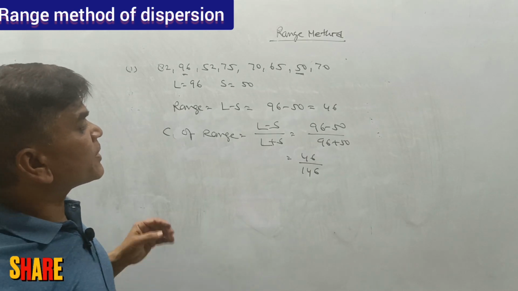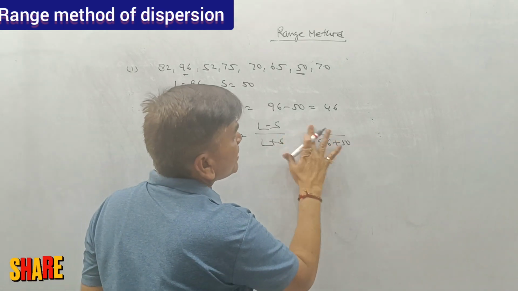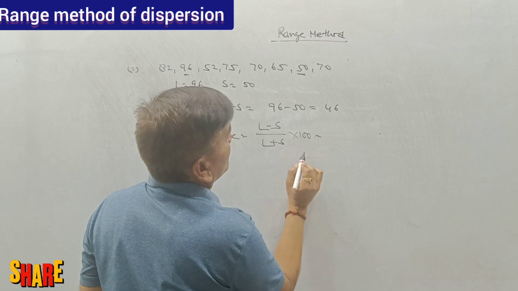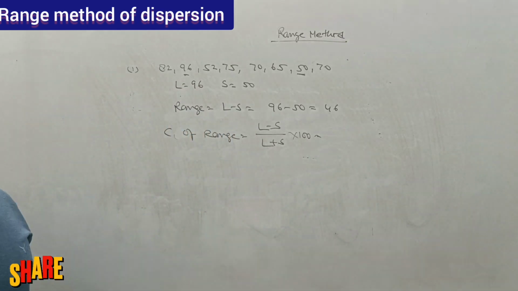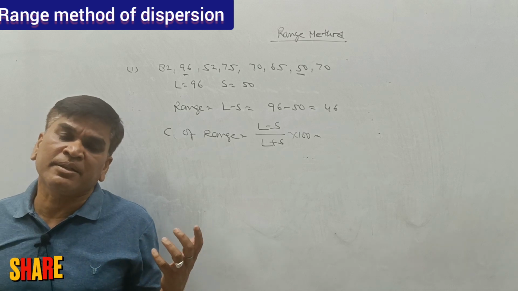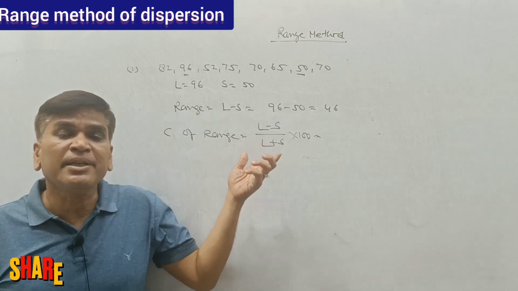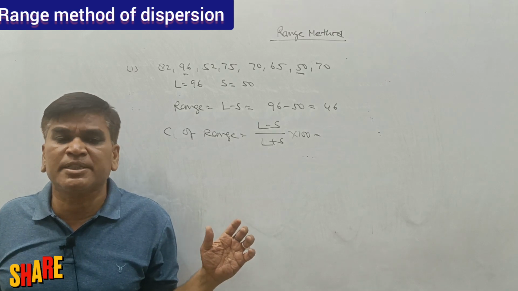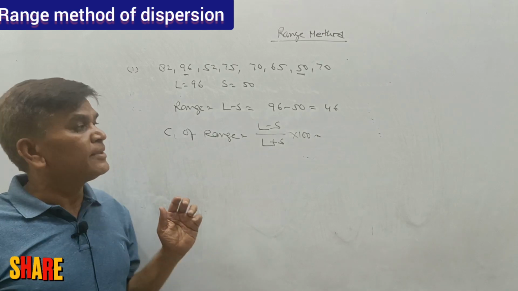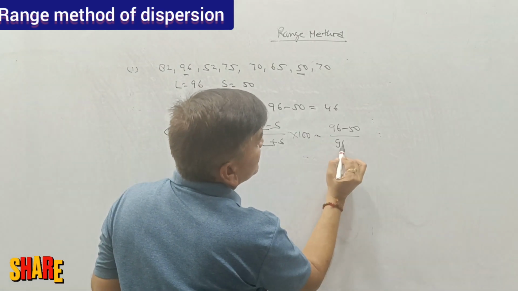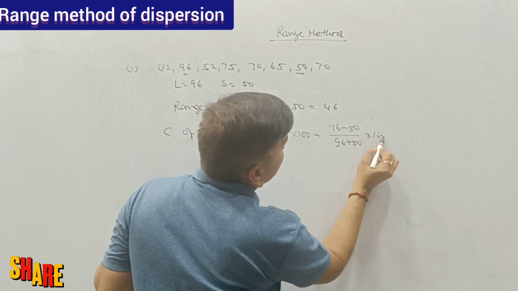The coefficient of range can also be expressed as a percentage. For that we multiply by 100. To compare two series, we express the result as a percentage. So the coefficient of range is largest minus smallest upon largest plus smallest multiplied by 100. So here it is 96 minus 50 upon 96 plus 50 multiplied by 100.